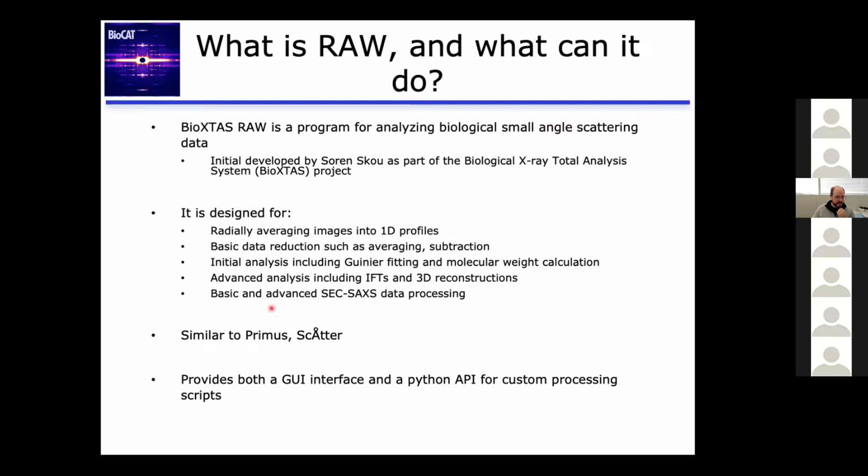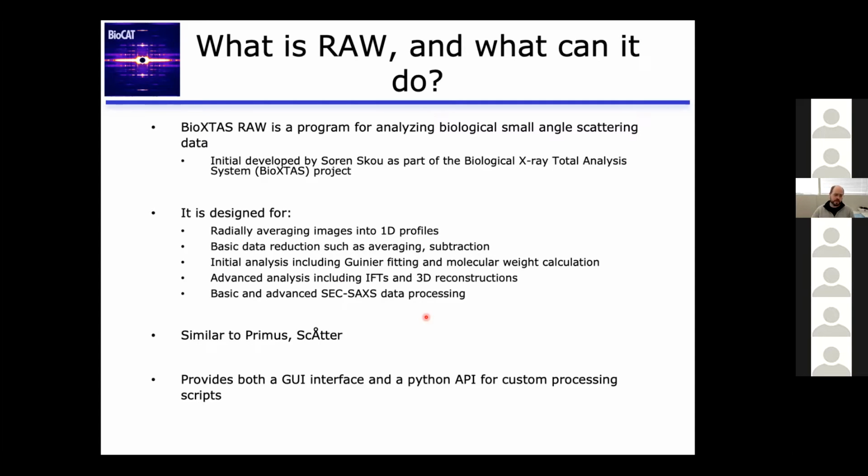These days, the main functionality is summarized in these 5 bullet points. You can take 2-dimensional detector images into 1D scattering profiles. You can then do basic data reduction on those profiles, like averaging and subtraction, carry out initial analysis for data validation using Guinier fitting and molecular weight calculations, do more advanced analysis, including indirect Fourier transforms and 3D reconstructions, and also some basic and advanced SEC-SAXS data processing, which I'll talk about later in the talk.